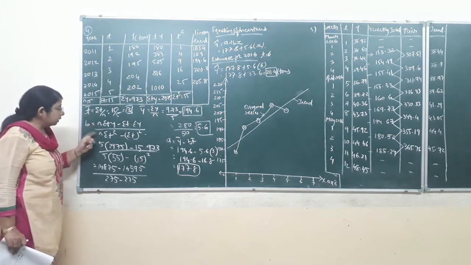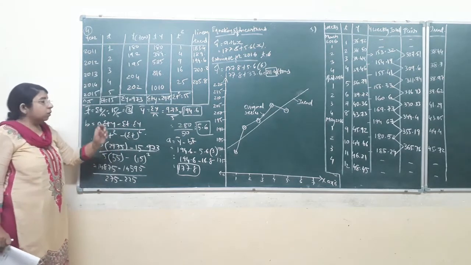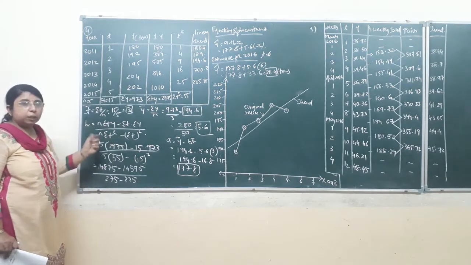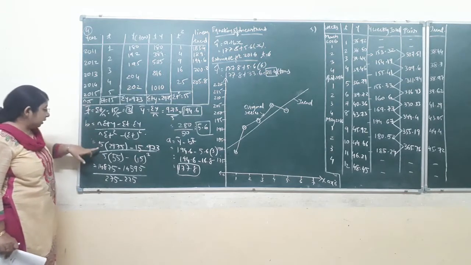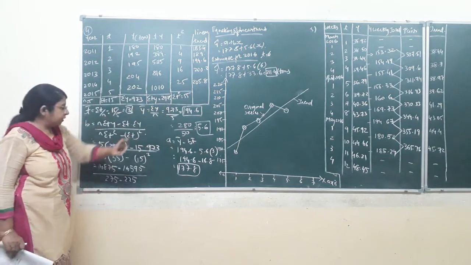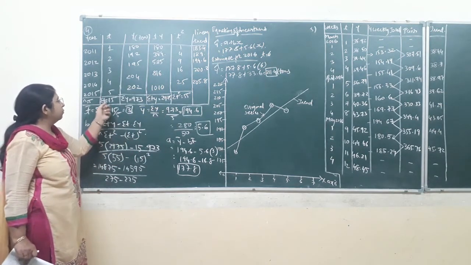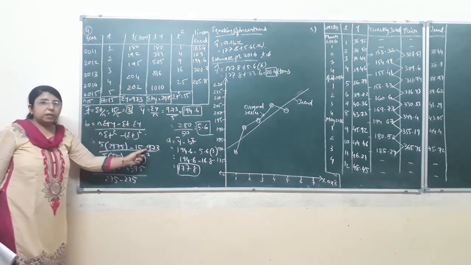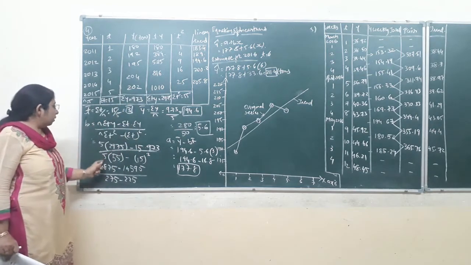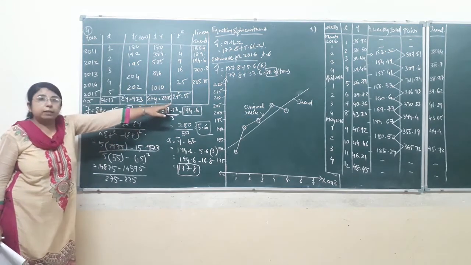And after writing the formula, we have to place all the values in the equation. First of all, the n value, that is 5. Then after, sigma Ty, that is 2975. So 5 into 2975 minus sigma T, and then the n value, that is 5, and sigma T square, that we have got, that is 55.